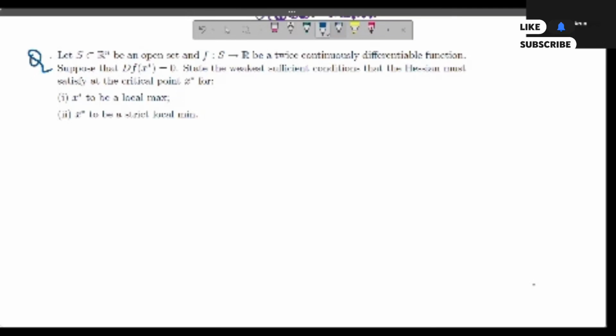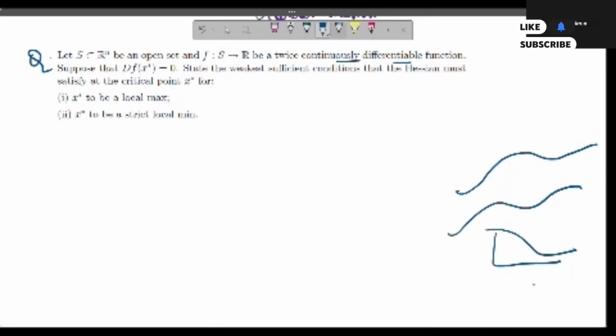What is continuously differentiable, ma'am? Continuously differentiable means it is continuous as well as differentiable. That is, left hand derivative is equal to right hand derivative, and left hand limit is equal to right hand limit. It is a graph which you can draw without lifting the pencil. There should be no break.